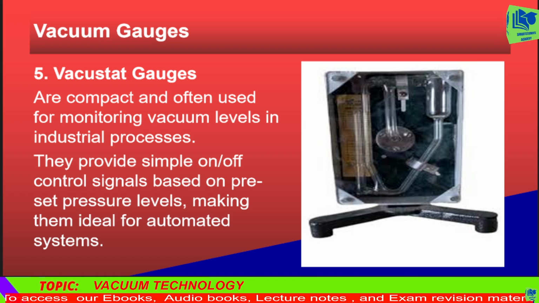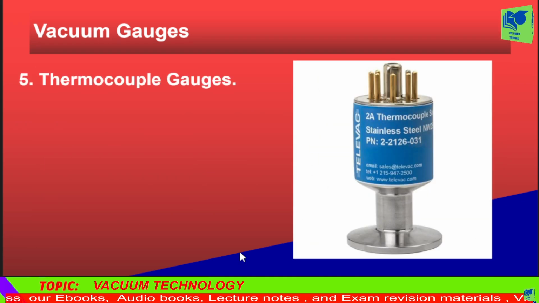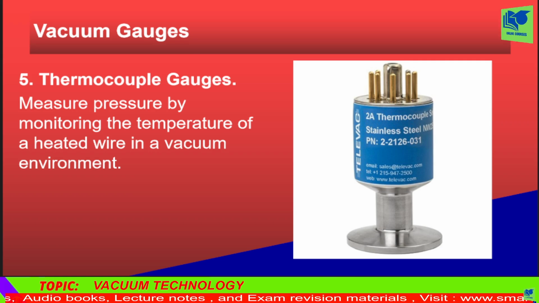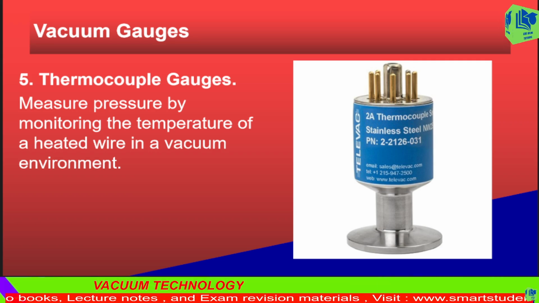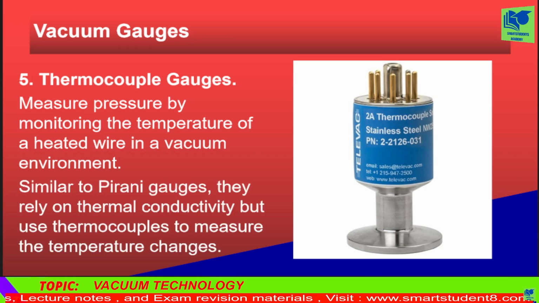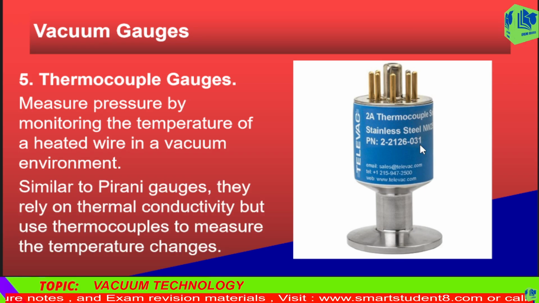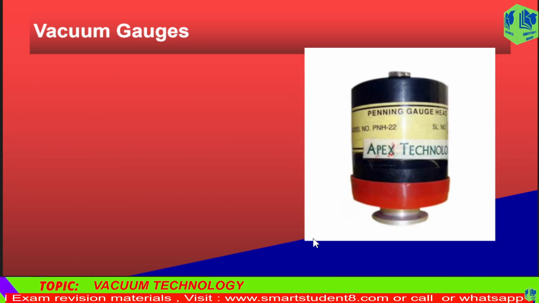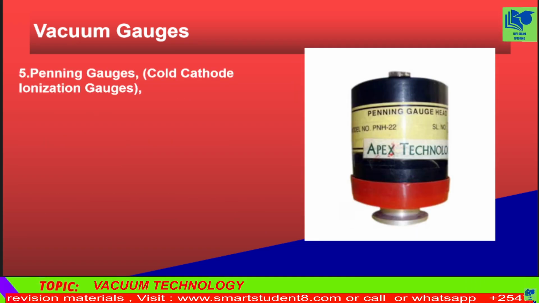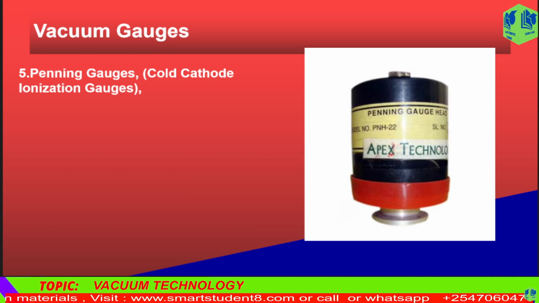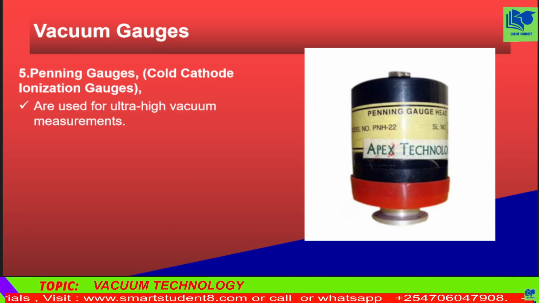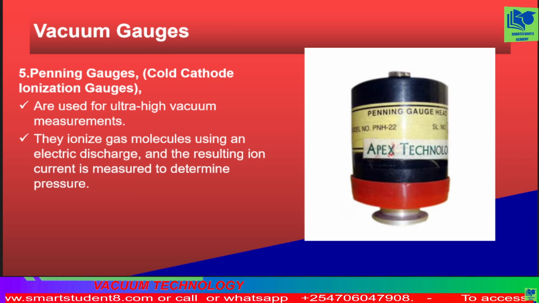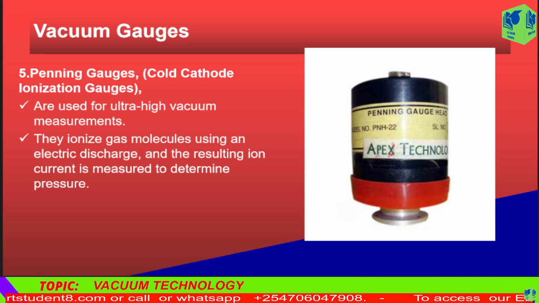4. Thermocouple gauges. Thermocouple gauges measure pressure by monitoring the temperature of a heated wire in a vacuum environment. Similar to Pirani gauges, they rely on thermal conductivity but use thermocouples to measure the temperature changes. 5. Penning gauges. Penning gauges, also known as cold cathode ionization gauges, are used for ultra-high vacuum measurements. They ionize gas molecules using an electric discharge, and the resulting ion current is measured to determine pressure.